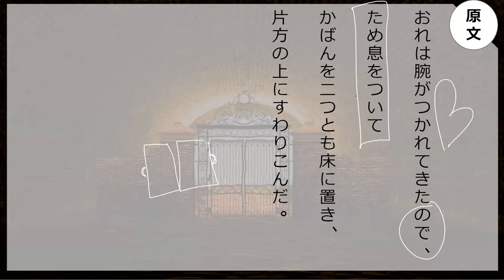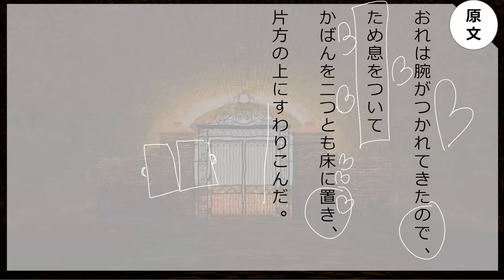Tame iki o suite, I let out a sigh. Kaban o futatsu tomo yuka ni oki. I place both of the bags onto the floor. Katahō no ue ni suwarikonda.